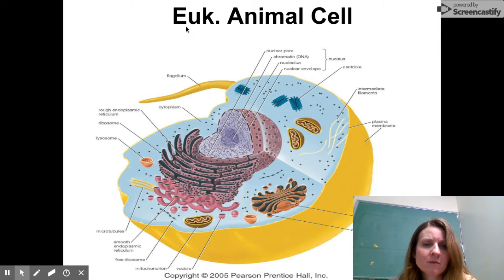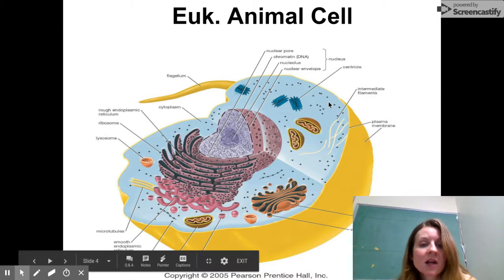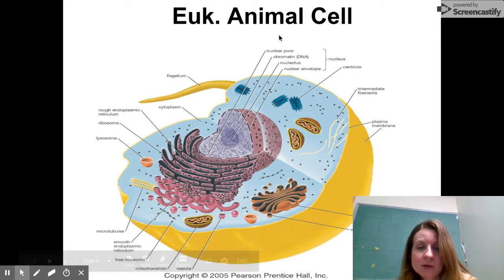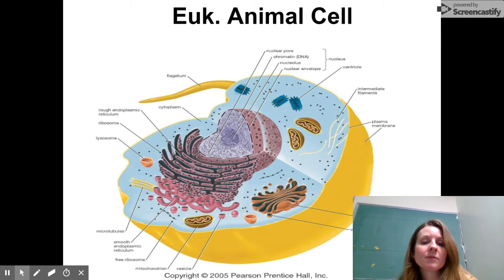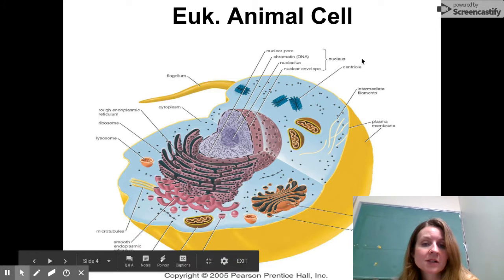So this is the cell of most of the things that we see on a daily basis. So us as humans, we are eukaryotic organisms. This is the type of cell you'd see inside of us. Plants also are eukaryotes. They wouldn't have an animal cell though. They'd have a little bit different structure to them. There's a couple of differences. And then fungi would also have a eukaryotic cell, and protists would also be eukaryotic.